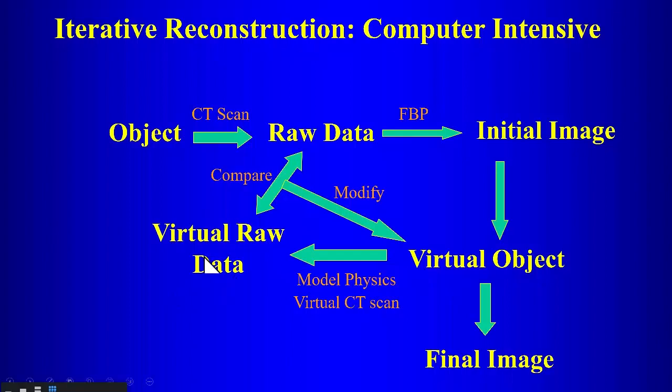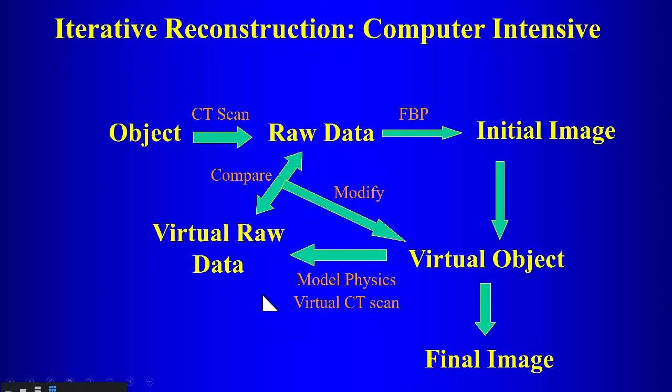It takes this virtual raw data, compares it to the raw data that you actually obtained, and starts to modify this virtual object until the two of these come relatively close together, depending on what thresholds are chosen for that particular algorithm. And when they're close enough together, now you have a representation of what the real object is like, and that is your final image, right? So very computationally intensive. So this is why this was not available until computers got much faster more recently.